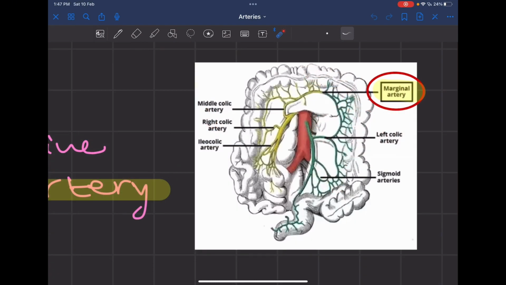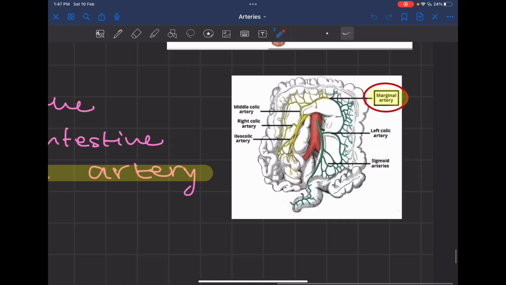Finally, as all the colic arteries anastomose together, they make up a loop around the large intestine. And this loop of anastomosis, we're going to call the marginal artery. The marginal artery is basically made up of anastomosis of the ileocolic artery, right colic artery, middle colic artery, left colic artery, and the sigmoid arteries. So they all anastomose together and make a loop around the large intestine, and this loop we call the marginal artery. And this makes up our GIT arteries.